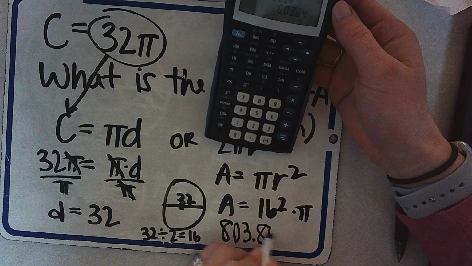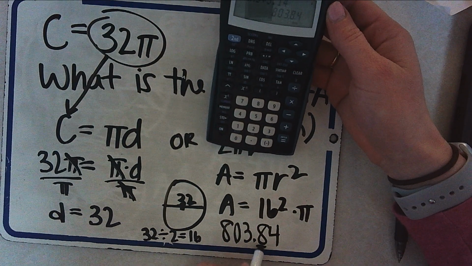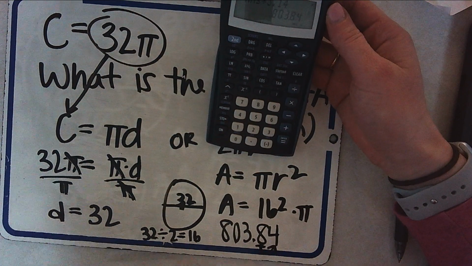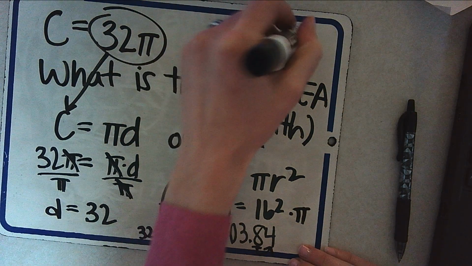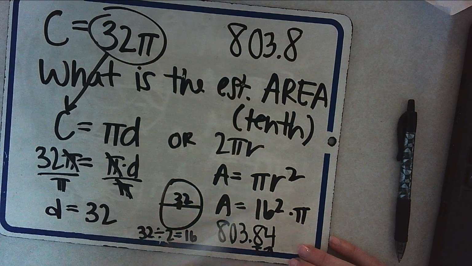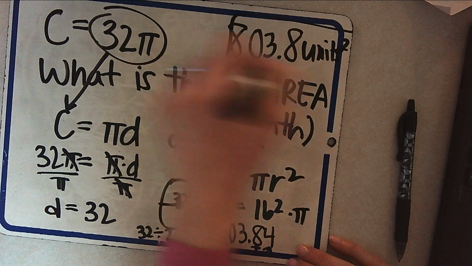and 84 hundredths. If I wanted to round this to the nearest tenth, I would underline my tenths place and look one place to the right. The 4 tells my 8 to stay the same. And so the estimated area is 803.8. They didn't give us a label, so units squared. And that is my area.